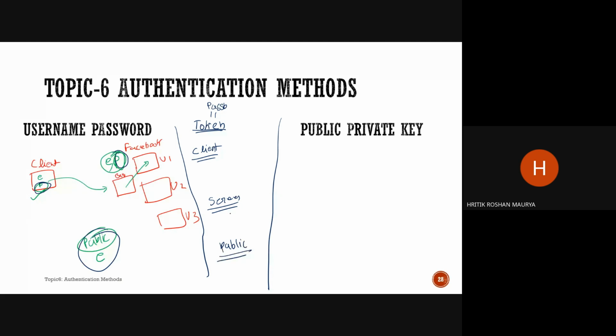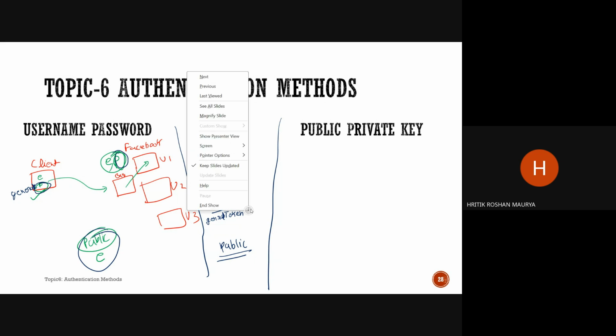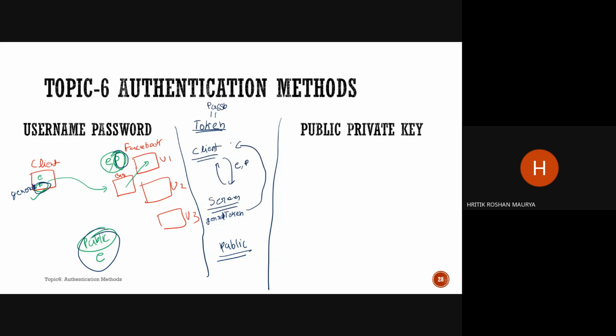The server generates some token, and that token can be revoked. So the server generates the token. Here, who generates the password? The client generates the password, right? Here the server generates the token, and generally authentication happens with the email and password first. Then the server generates the token, and that token is sent to the client.